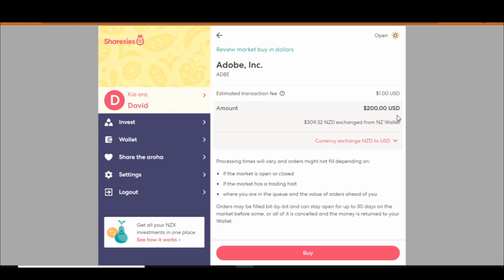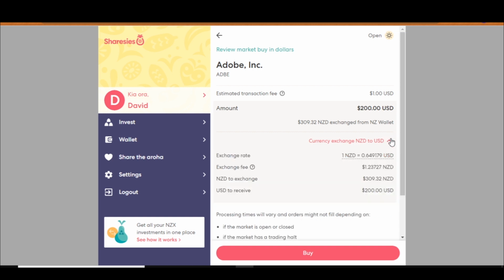Now they will clearly lay out all the fees. At the top, you have how much the buying fee would be. So this is that 0.5% we talked about. And if you expand this, it'll show you how many New Zealand dollars Sharesies will take out from our wallet, $309. And it shows the exchange rate, the exchange fee that we talked about, and the amount I would get in US dollars.